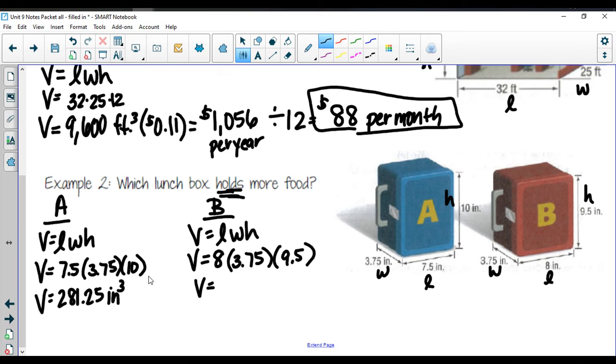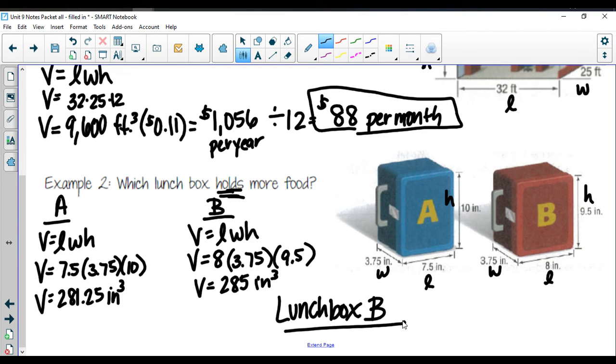For the other one, I'm going to do 8 times 3.75 times 9.5, and that's going to give me 285 cubic inches. So which one holds more food? The one that holds more food would be the one that has the bigger volume. So that would be lunchbox B because 285 is bigger than 281.25. So our final answer here would be lunchbox B holds more food.